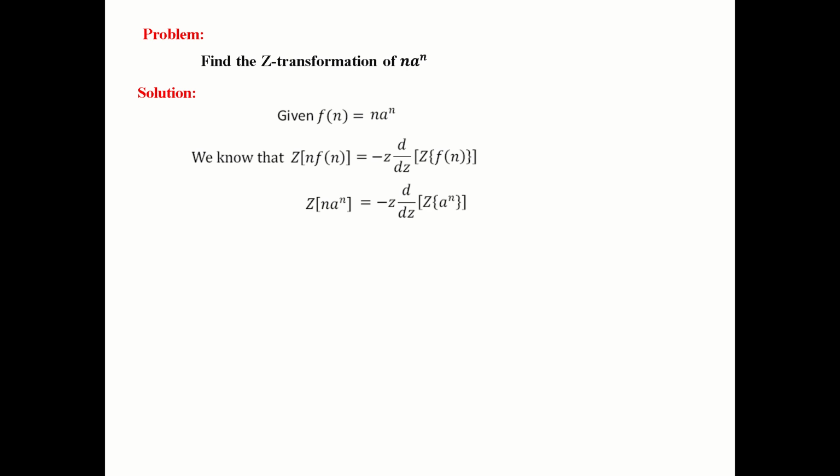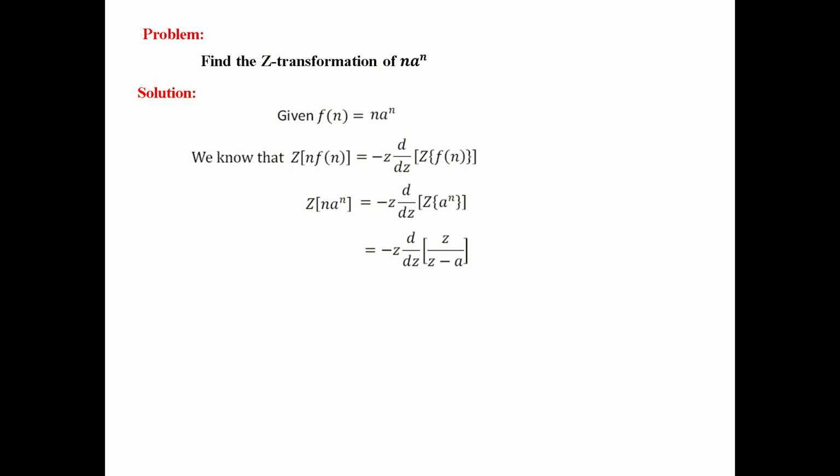Next problem. Find the z transformation of n a power n. So let us take f of n equal to n a power n. We know the z transformation of n f of n, using the multiplication by n property, is minus z into d by dz of f of n. So replacing f of n by n a power n, it is equal to minus z into d by dz of z a power n.